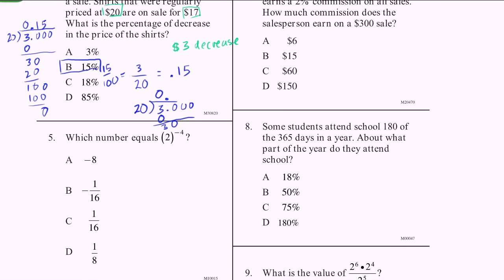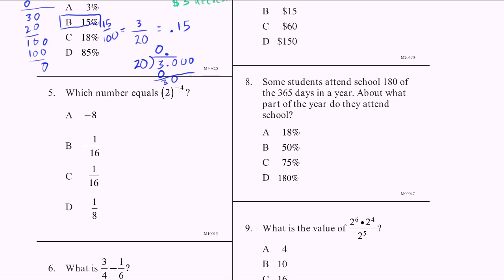All right, problem number 5. Which number equals 2 to the minus 4 power? So this is a little bit of review of exponents. 2 to the minus 4 is the same thing as 1 over 2 to the 4th power. That's all a negative exponent does. It means 1 over, essentially, the base to the positive exponent. And this is just going to be 1 over 2 times 2 times 2 times 2. And that's what? 2 times 2 is 4, times 2 is 8, times 2 is 16. So it's equal to 1 over 16. So that is choice C.